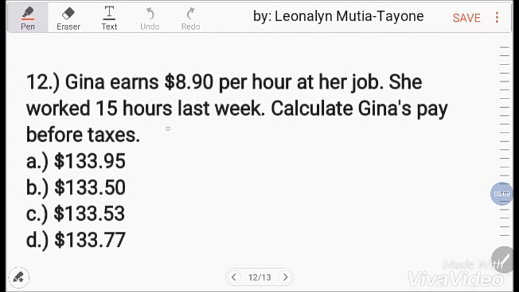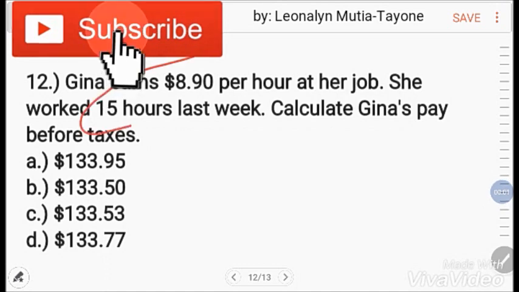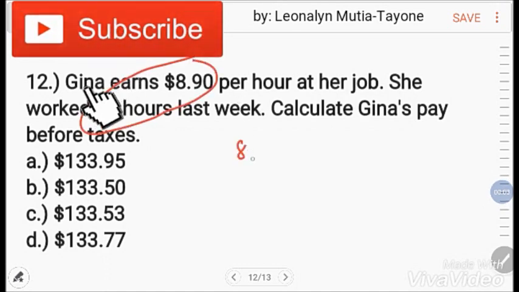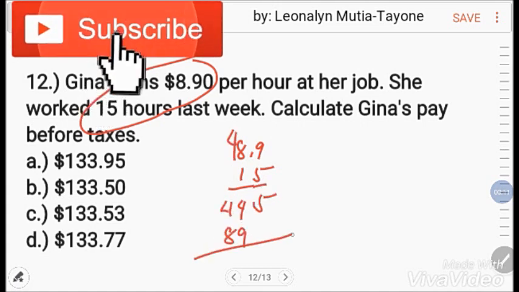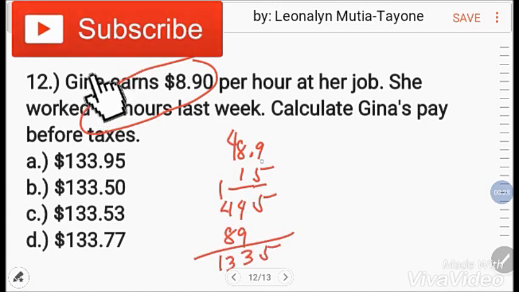Number 12. Gina earns 8.90 per hour at her job. She worked 15 hours last week. Calculate Gina's pay before taxes. So, i-multiply mo lang siya. 8.9 times 15. Ilang numbers are right? That is, isa lang. So, isa lang din. The answer is 133.50.